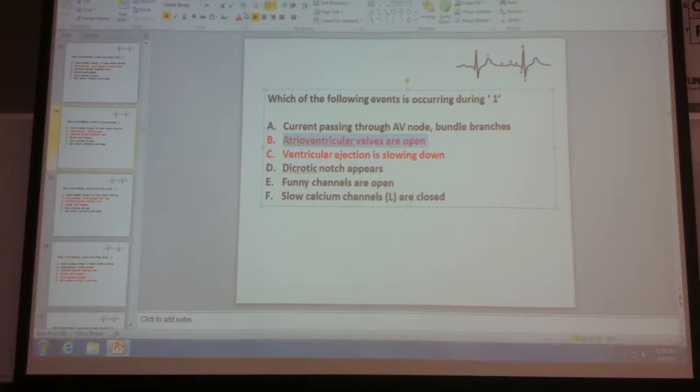Dichotic notch appears. What's the dichotic notch? They're there. So that's occurring with repolarization. Okay. Funny channels are open.